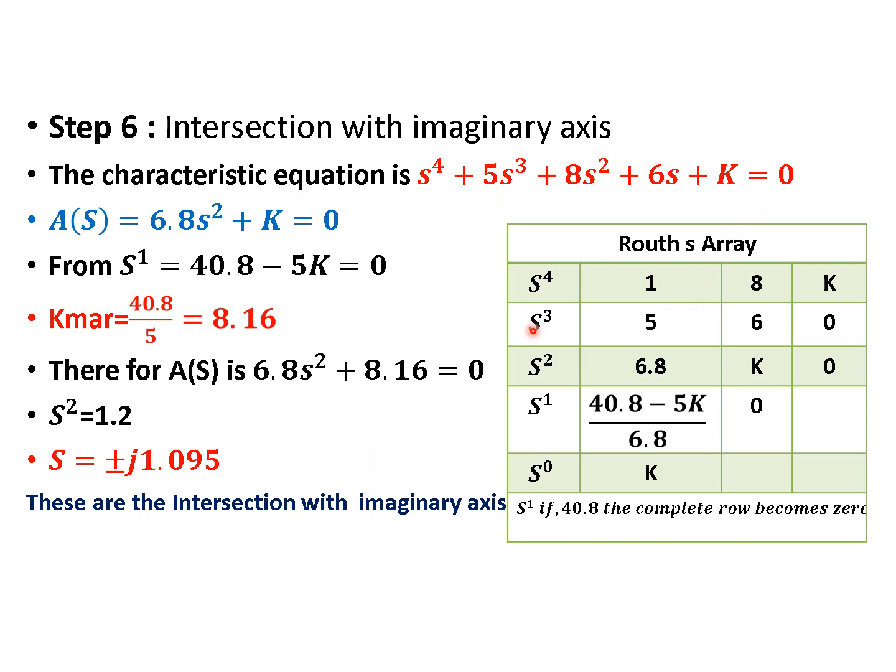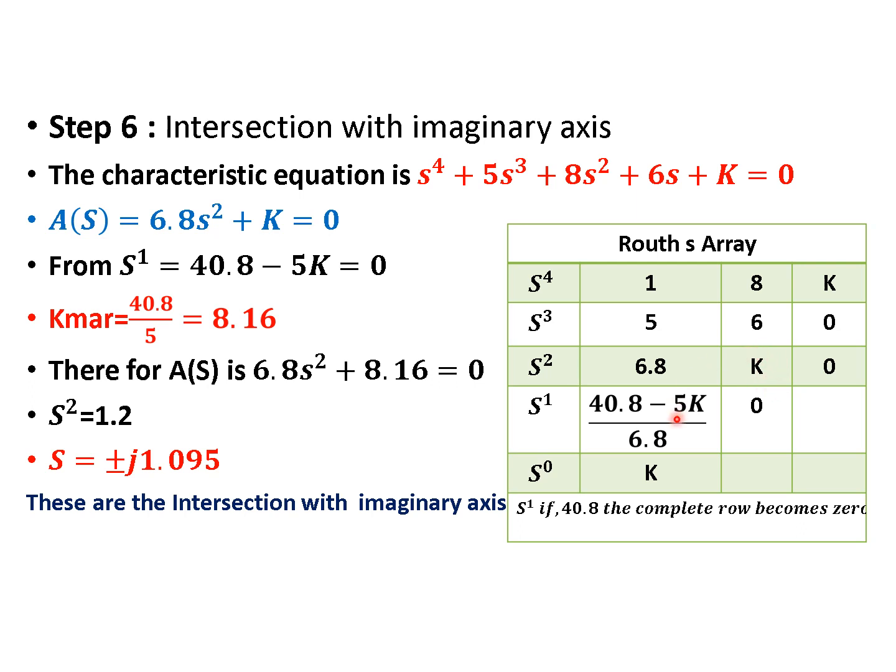In the second row for s cube we take 5, 6 and 0. To solve the rows of the array, the formula is simple. It is 5 into 8 minus 1 into 6 divided by 5. The answer obtained will be 6.8. Similarly, we multiply 5 into k minus 1 into 0 divided by 5. The answer we get is k.